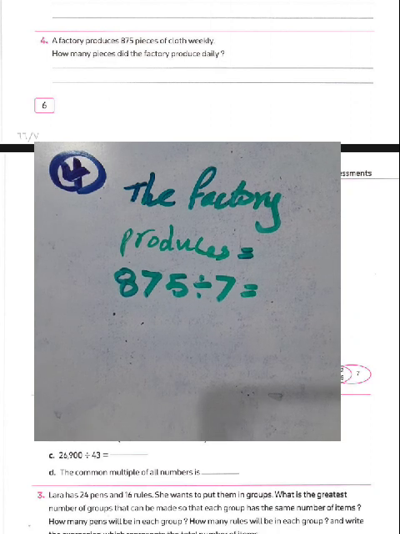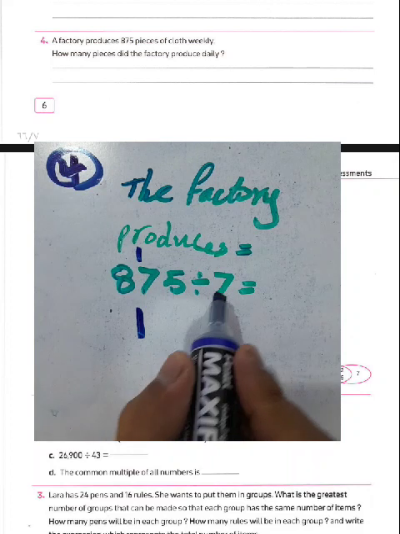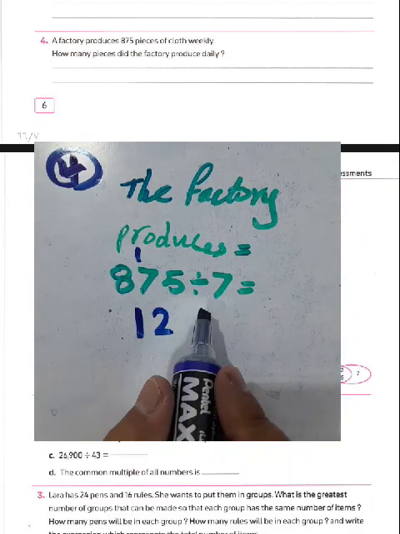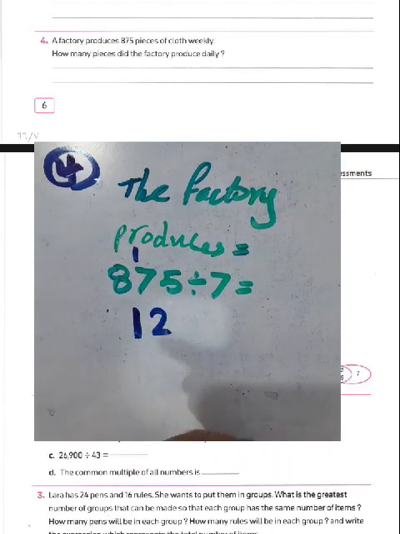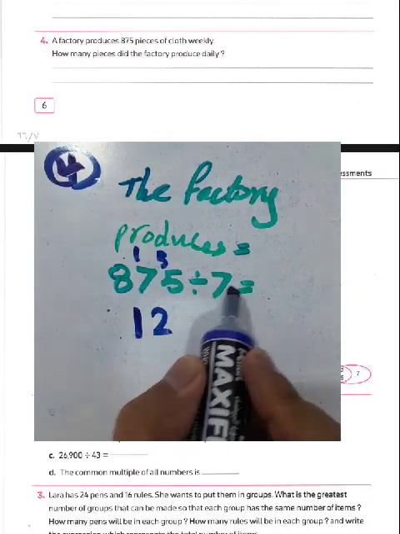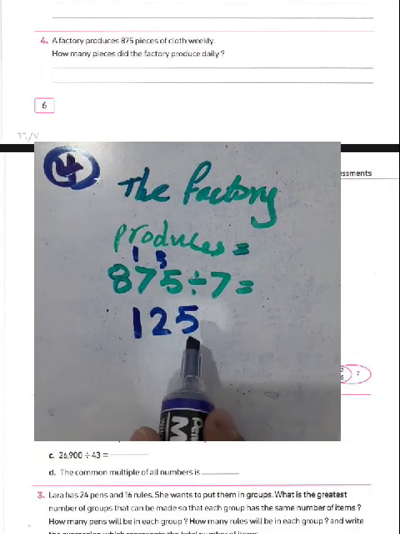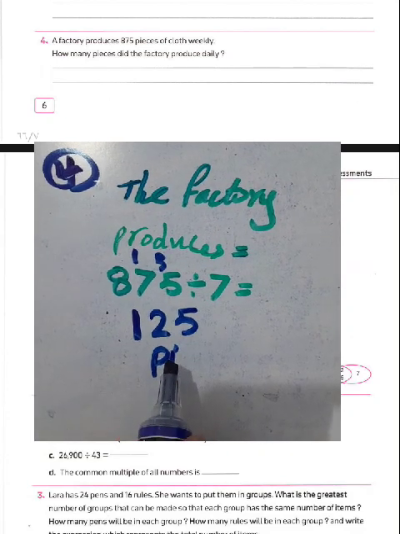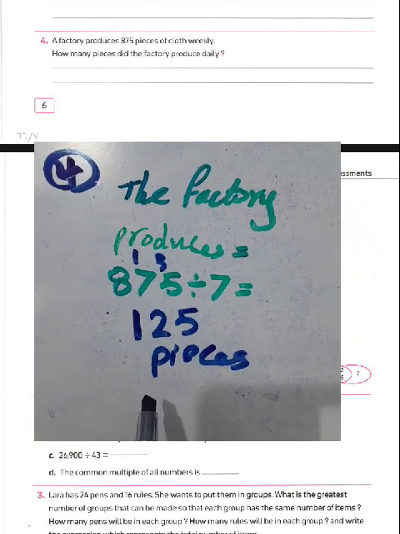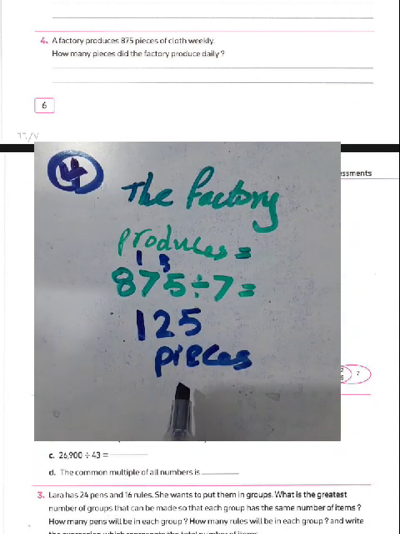875 divided by 7. We know 8 divided by 7 equals 1, and the remainder is 1. 17 divided by 7 equals 2, and the remainder: 2 times 7 equals 14, 15, 16, 17, so the remainder is 3. 35 divided by 7 equals 5. Then the result will be 125 pieces. Okay, understood? 125 pieces.